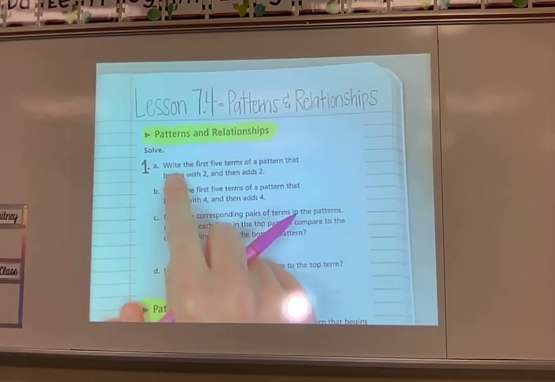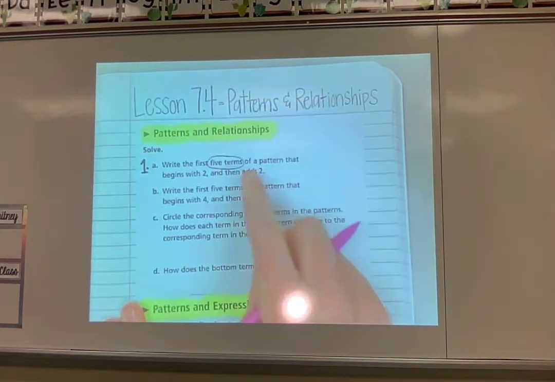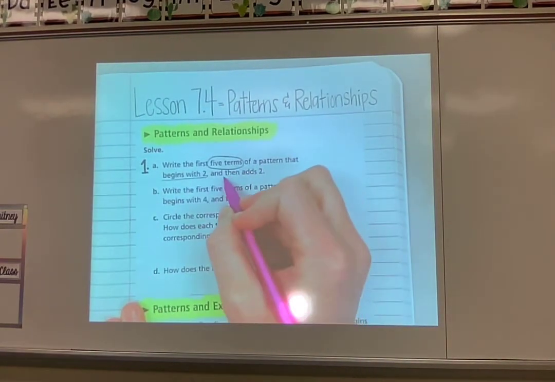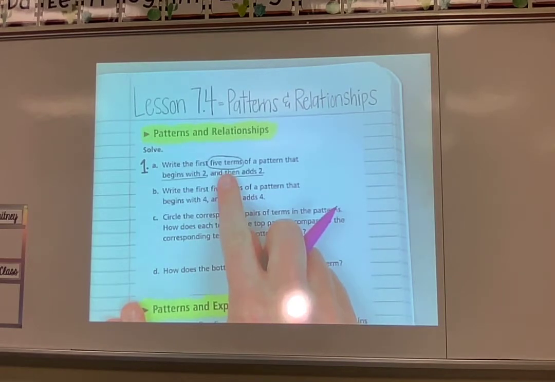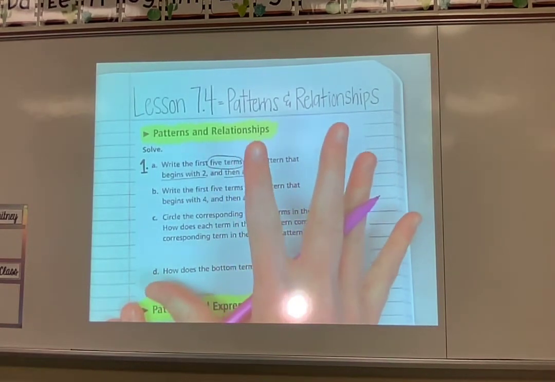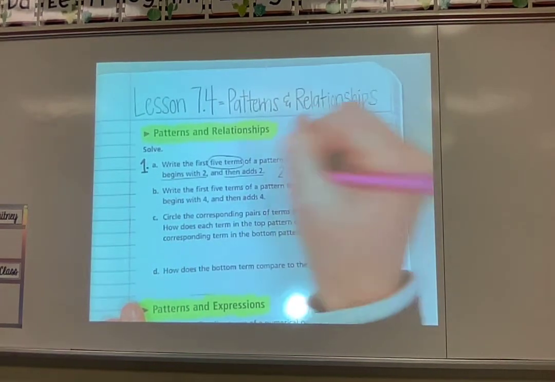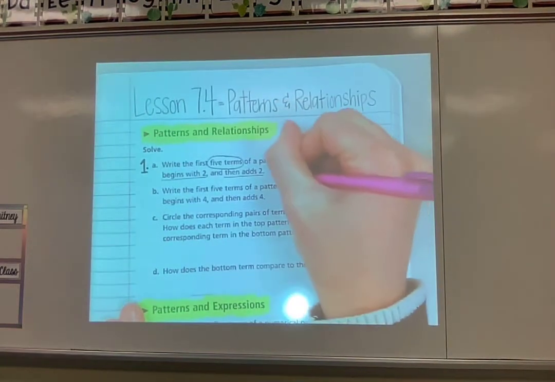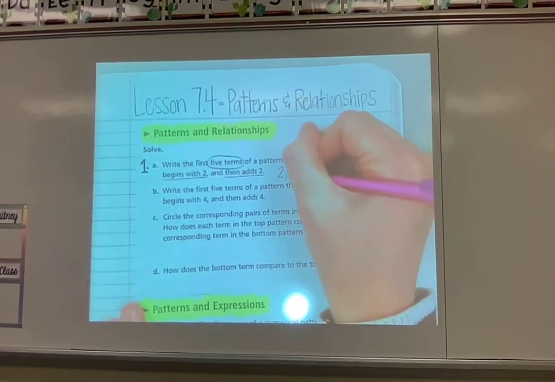A says, write the first 5 terms of the pattern that begins with 2 and then adds 2. So 5 terms tells me I need 5 numbers in my pattern, and I'm going to begin with 2. So my very first number is going to be a 2. It tells me that. And then it tells me how I'm going to get my next numbers. In order to get my next number, I'm going to add 2, which would make a 4.